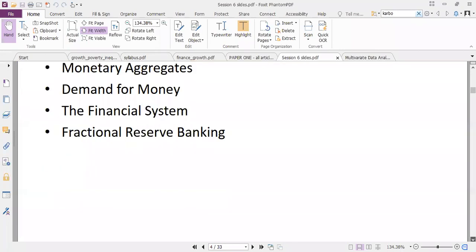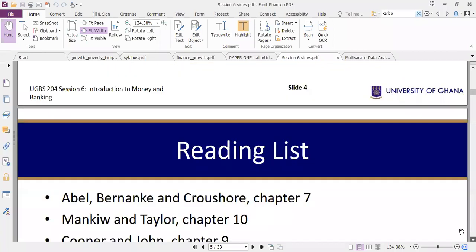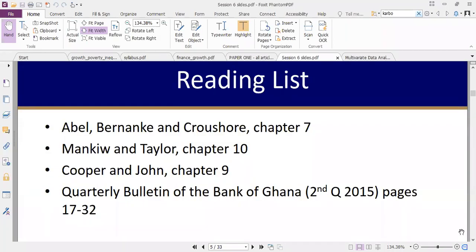So this is your reading list. Abel, Bernanke, and Croushore, Chapter 7 of it, you can see whatever we are going to do today there. Mankiw and Taylor, I remember I sent this to Johnson. I don't know if he has sent it to you guys. Chapter 10 of it. Then we don't have it. You don't have it, okay, so I'll fix it later. But you can also download it. You can just type the name. It has been sent to the group.